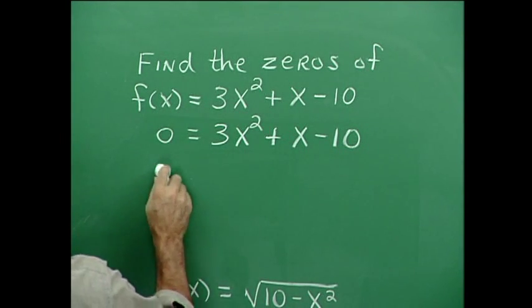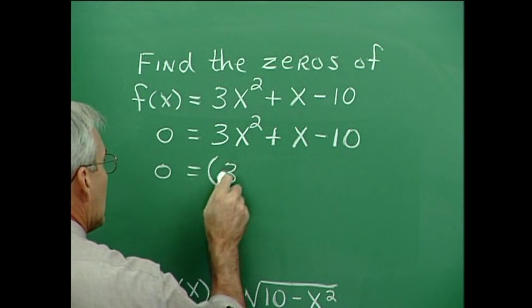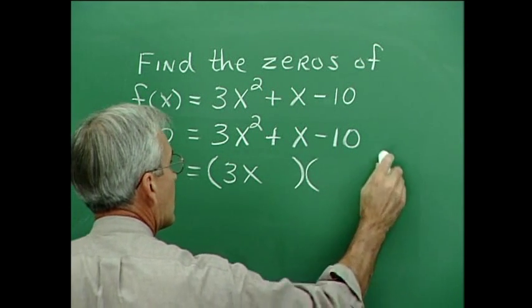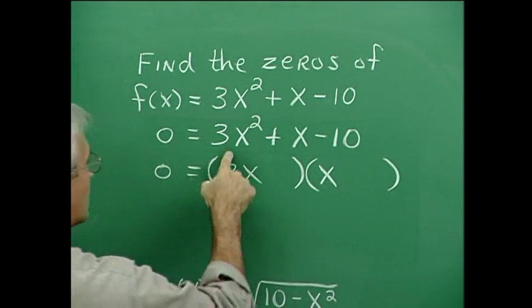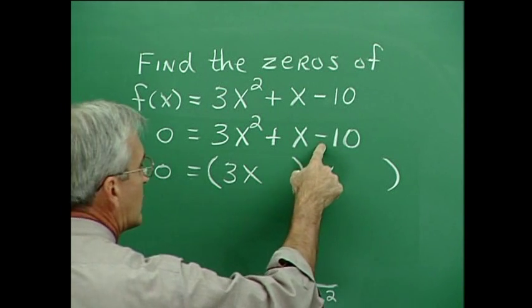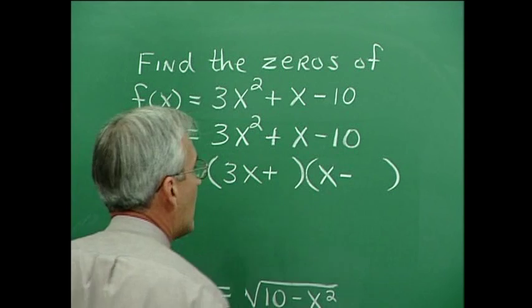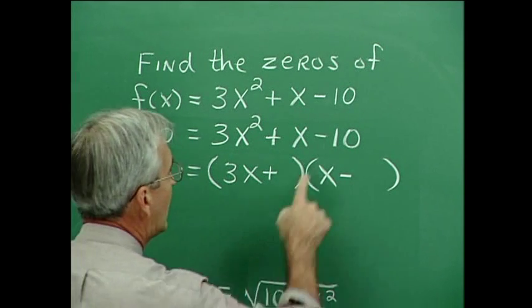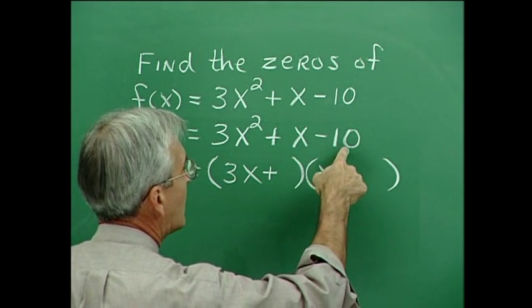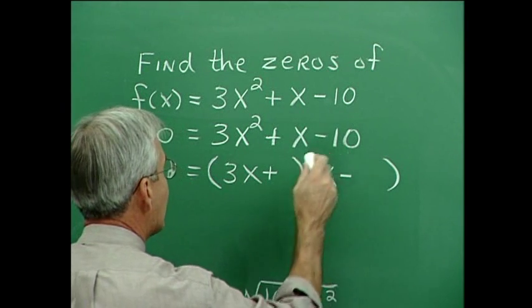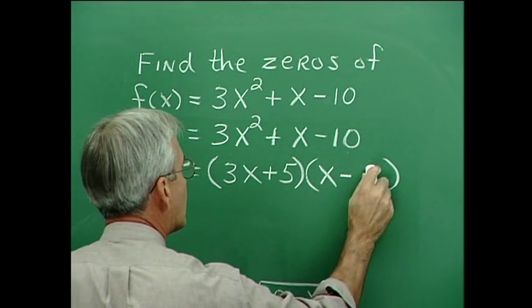So we would write, let's see, probably the 3x times x combination for 3x squared. The last sign is negative, so we want the plus minus combination. If I just pop in a combination like this and experiment a little bit, I'll fish my way through it. Factors of 10 are probably 5 times 2. I'm going to put the 5 here, the 2 here.